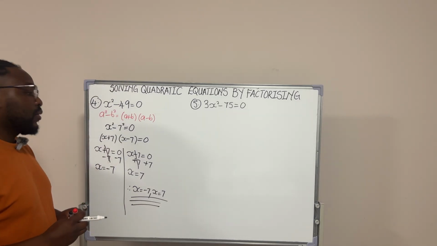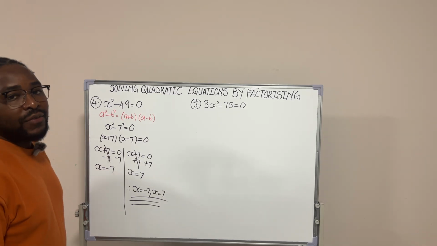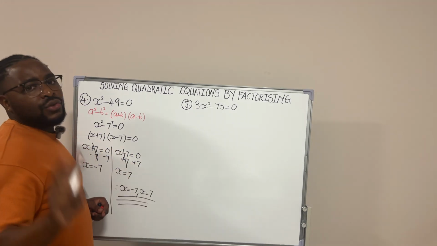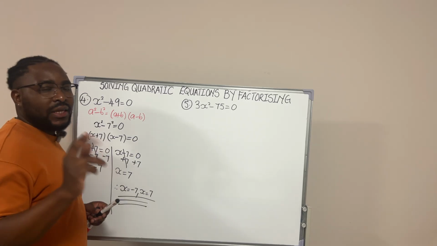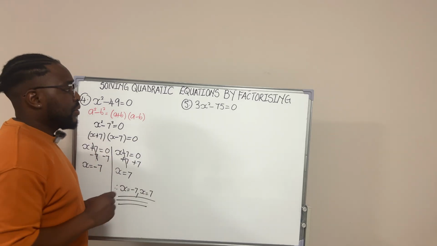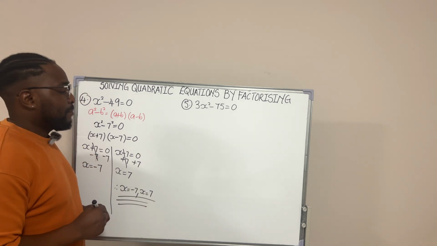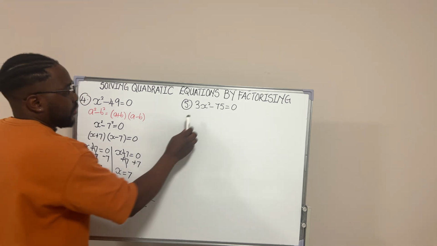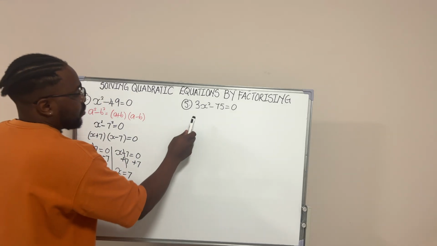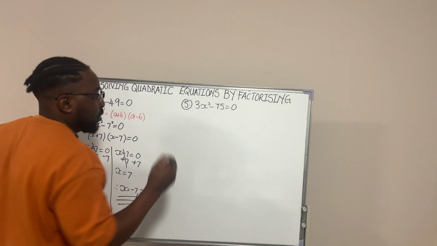right? Okay, so now let us deal with our fifth and last question. With this question over here, we're going to use two techniques. The first technique will be taking out the greatest common factor, and the second technique will be using difference of two squares. Okay, so now let us look at 3 and negative 75. What is the greatest common factor of 3 and negative 75? It's 3, right? So let's take that out.